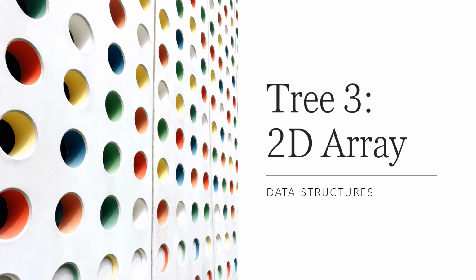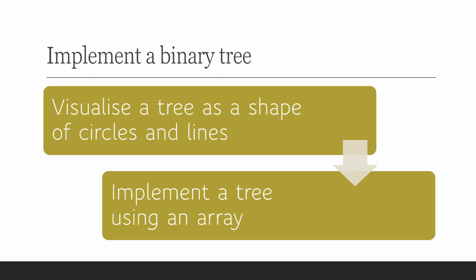Welcome back. This is the third lesson about trees, and in this lesson we'll implement a tree in a 2D array. This is not the only way to make a tree work in programming, but it does come up in the exam. So in this lesson we'll start by visualizing a tree as a shape made of circles and lines, but then we'll look at how we can implement the tree by storing data and pointers in an array.